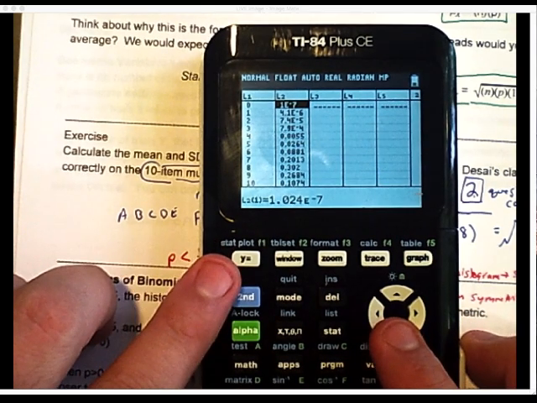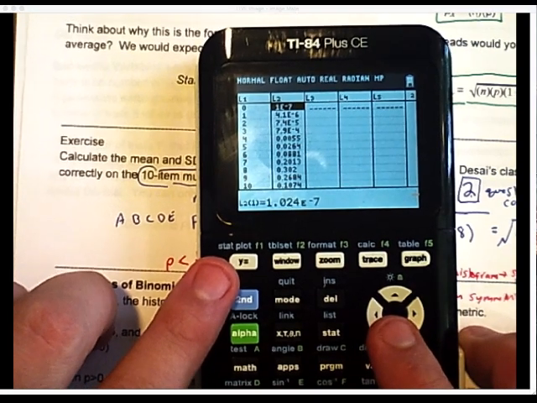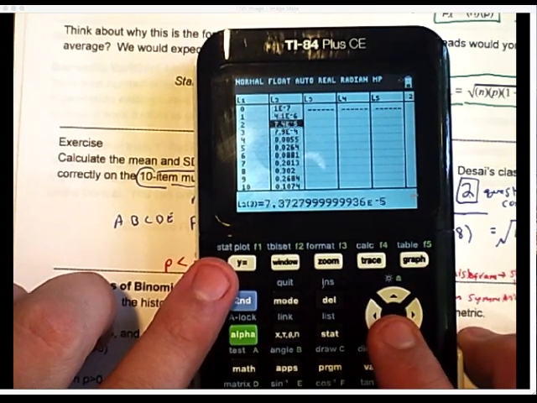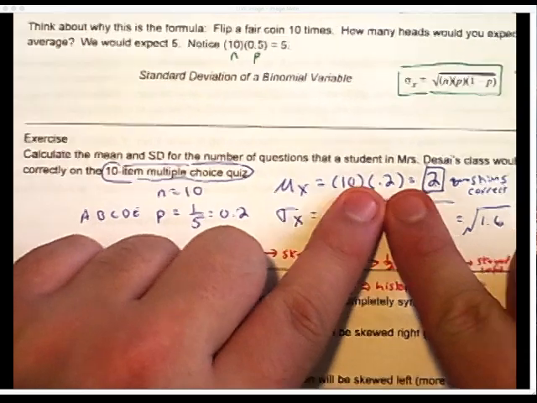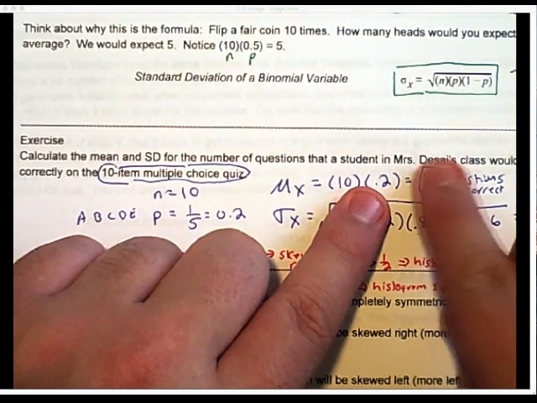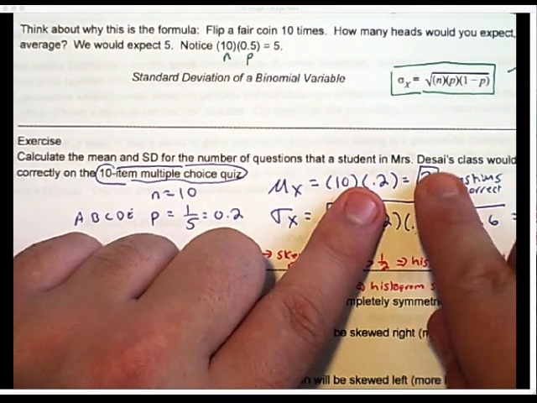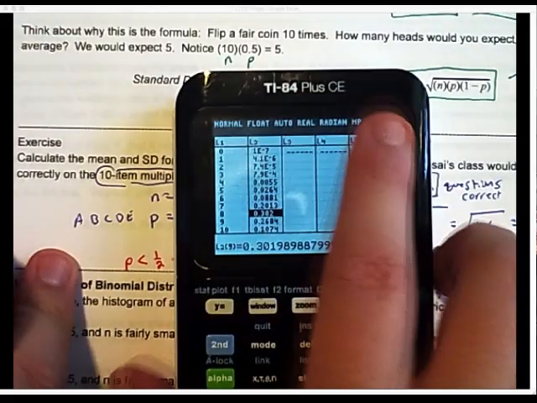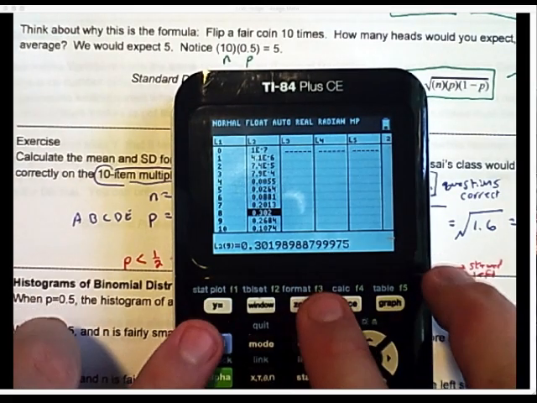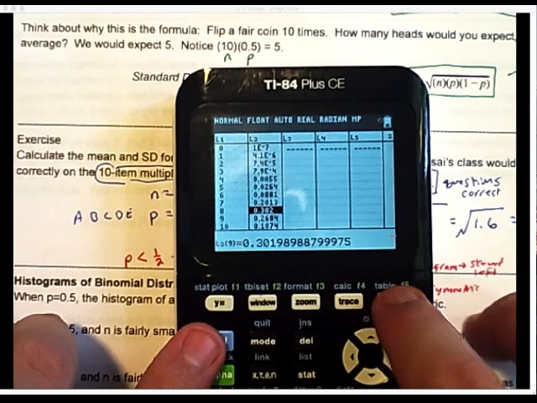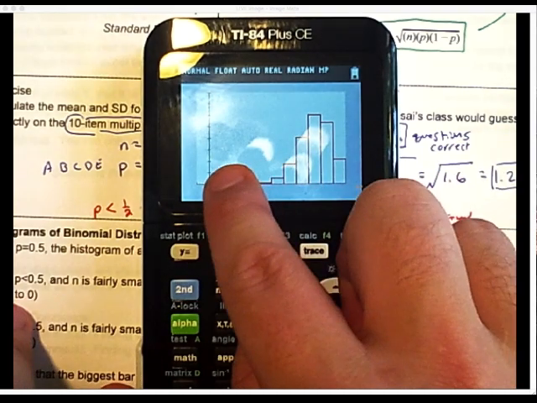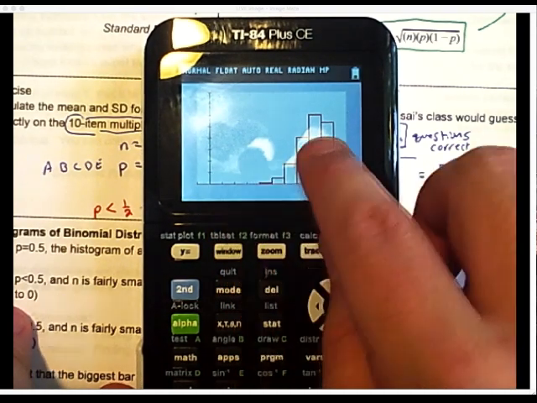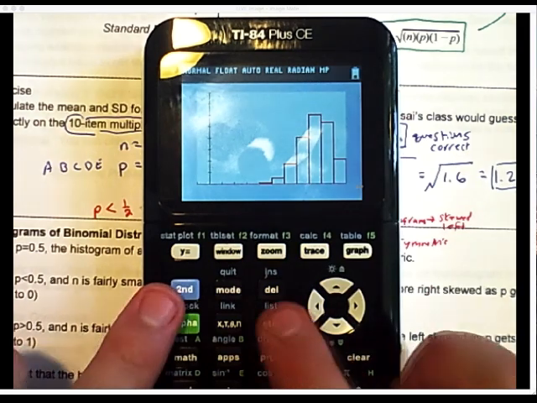All right. Now, if p was 4/5, look at all these numbers. Now the biggest would be at 8, because if I change this, 4/5 would be 0.8, so the mean would be 8. We would expect most people on average to get 8 right. Now if I did the histogram again, look at how that changed the histogram. Now it's skewed left.